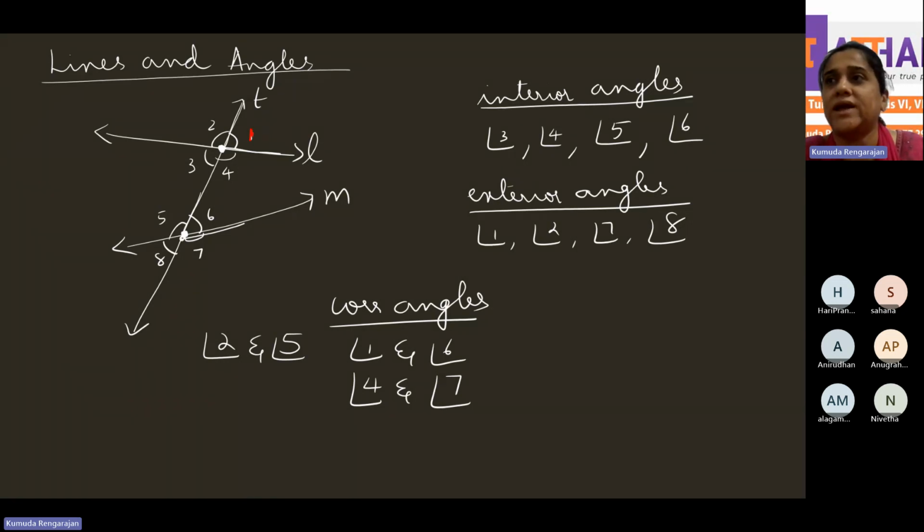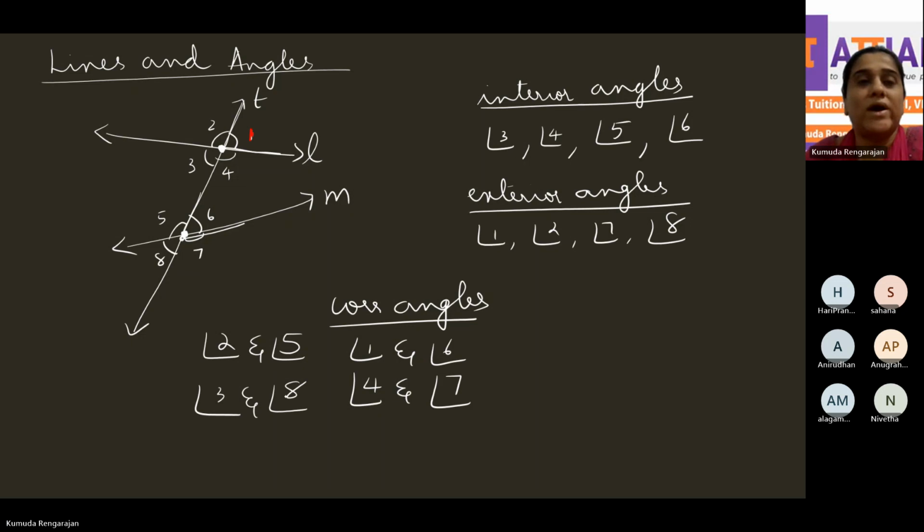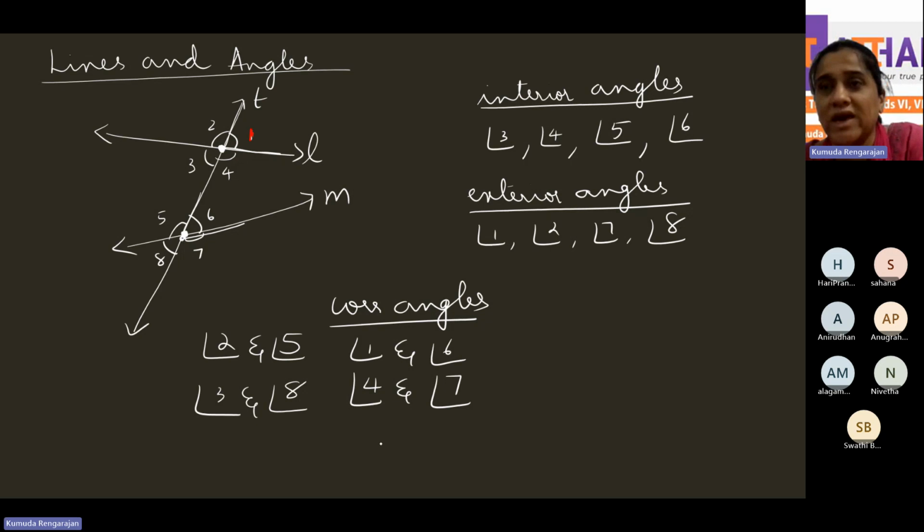And finally, angle 3 and angle 8. Where 3 is an interior angle, 8 is an exterior angle. They lie on the same side of the transversal, and they have different vertices. So when two lines are intersected by a transversal, we have 4 pairs of corresponding angles.